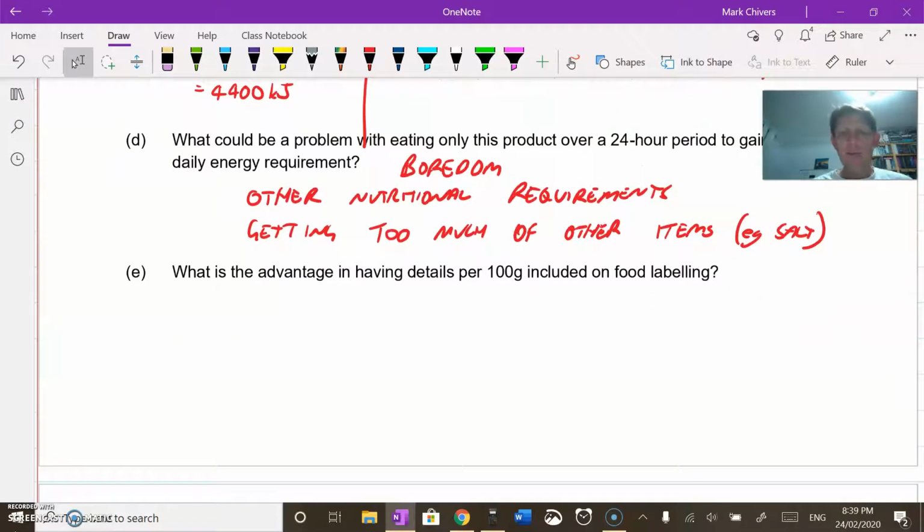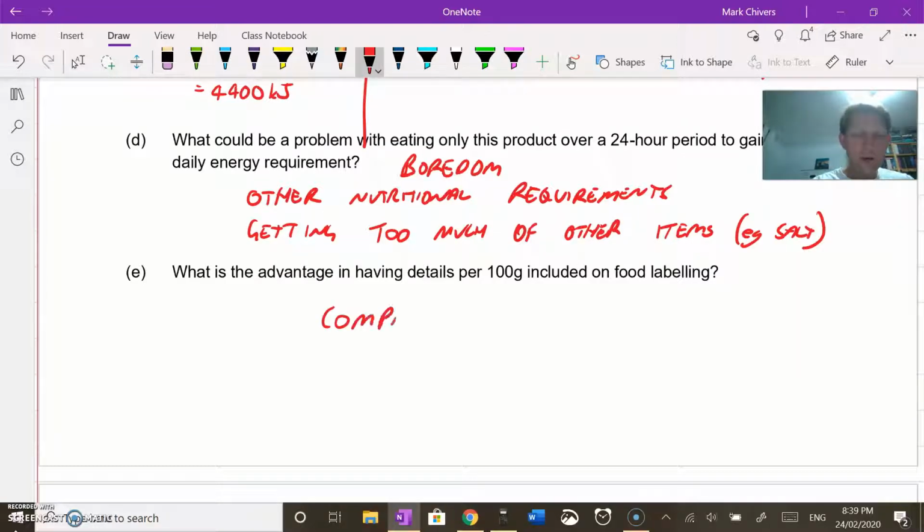What is an advantage of having details per 100 grams? I think I would put that down to one word: comparison. If everything's given per 100 grams, you can compare two foods that are not alike to determine which is the best to use.